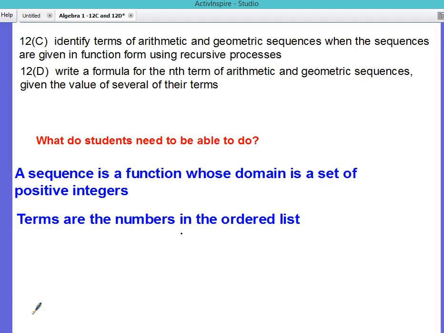These are two new TEKS that we're going to cover in our next unit. Some of you have already started planning for it. By the end of this video, I want to make sure that I've answered this question: what do students need to be able to do?